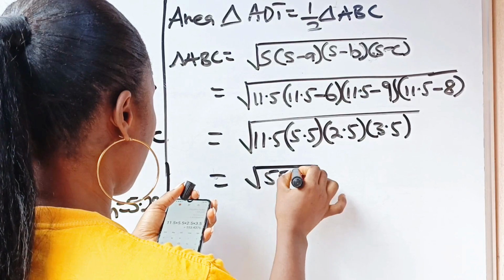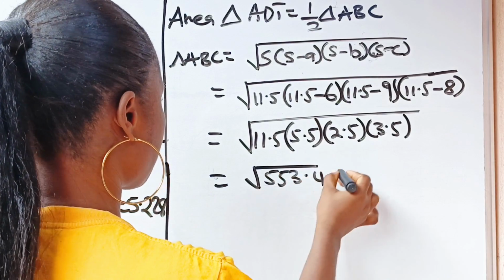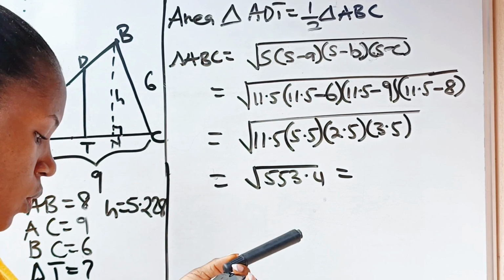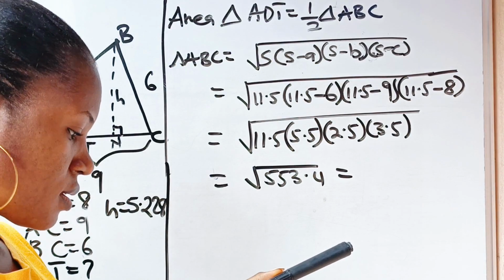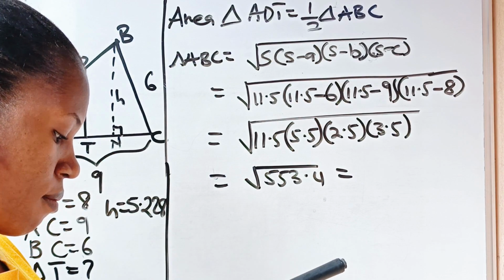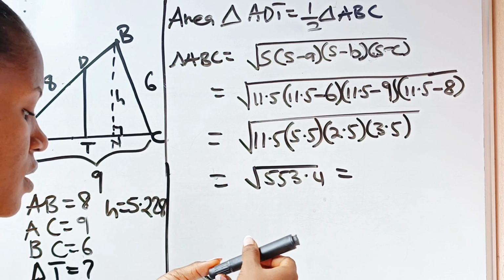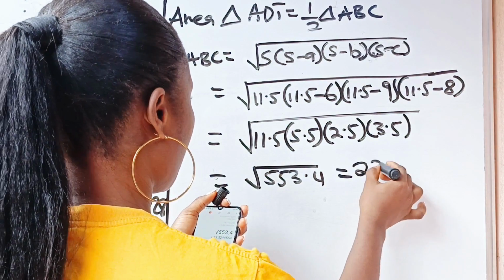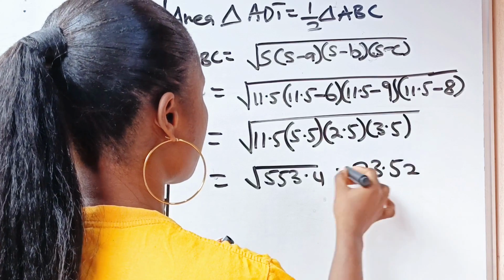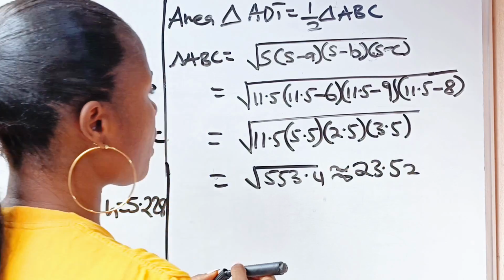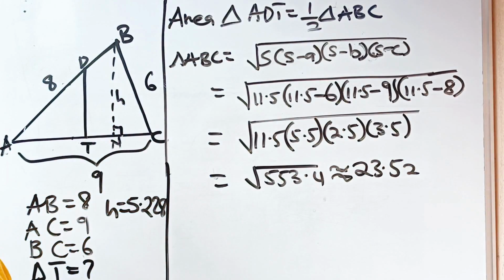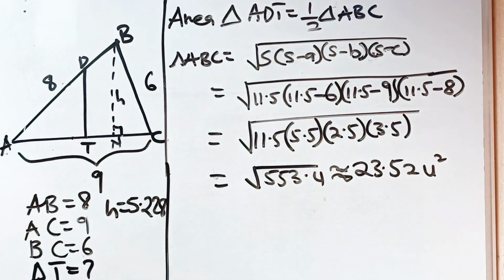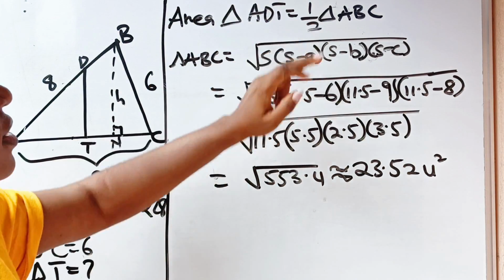Square root of 553.4 approximately will give us 23.52. So 23.52 is an approximate value, okay? 23.52 units squared.